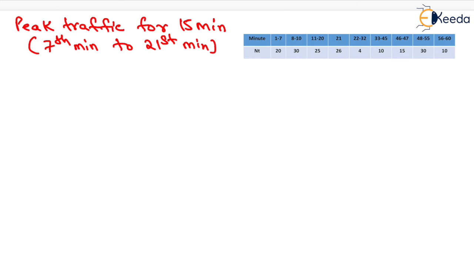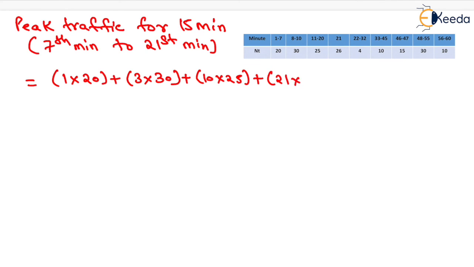Now we will calculate the peak traffic volume for 15 minutes. In the 7th minute there will be 20 vehicles flowing, so we will write 1 into 20, plus from 8 to 10 there will be 3 minutes, so 3 into 30 vehicles flowing. Similarly, from 11 to 20 there will be 10 minutes, so 10 into 25. And at the 21st minute there will be 26 vehicles flowing, so 1 into 26. On solving this, we will have 386 vehicles per 15 minutes.